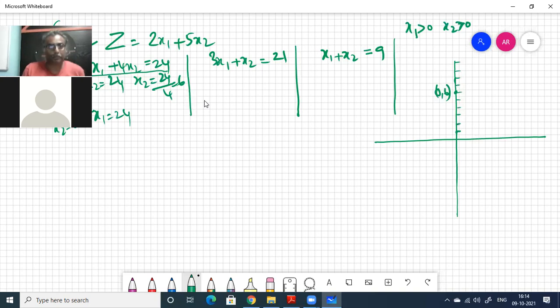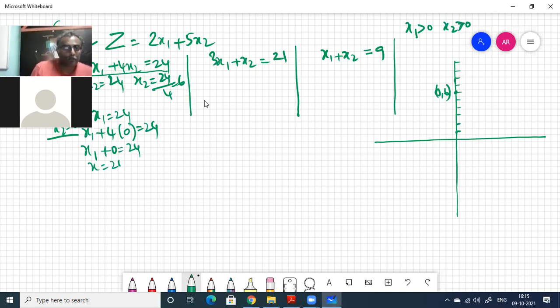Uncle, how come x becomes 24? If x2 is equal to 0, x1 plus 4 into 0 equal to 24. So x1 plus 0 equal to 24. So x1 equal to 24. Okay, correct.